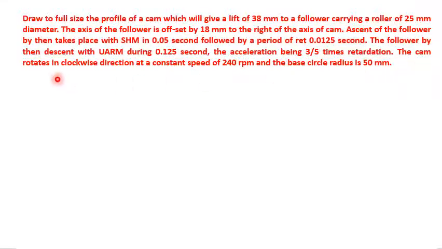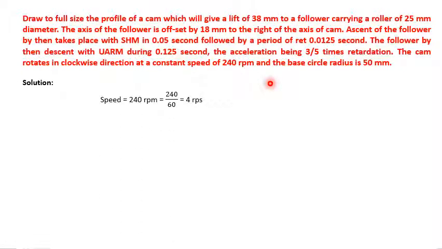The cam rotates in clockwise direction, the direction of rotation is also given, at a constant speed of 240 rpm. The base circle radius is 50 mm. So this is the minimum circle of the cam, whose radius is 50 mm. These are the given data. One speciality of this problem is that the different strokes are given in terms of time, in seconds. Therefore we have to convert it into degrees.